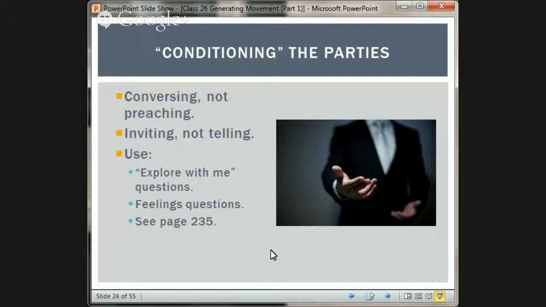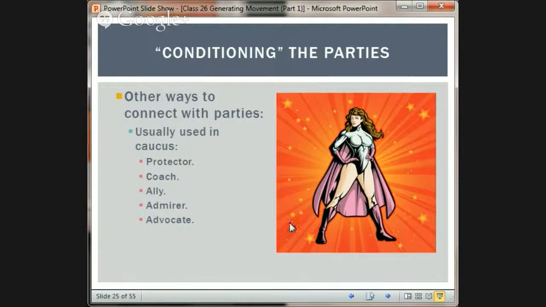When you're conditioning the parties, you want to be sure to be conversing and not preaching. Again, what's the power distance? What's the role you're really playing? Inviting, not telling. Use explore-with-me questions and feeling questions. There are a number of examples on page 235 of the text.